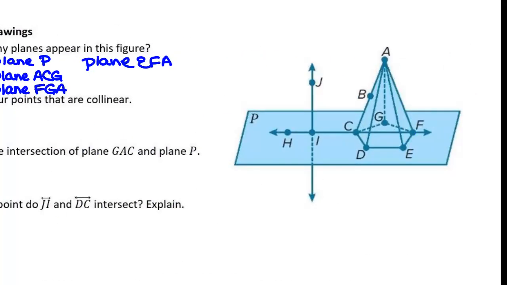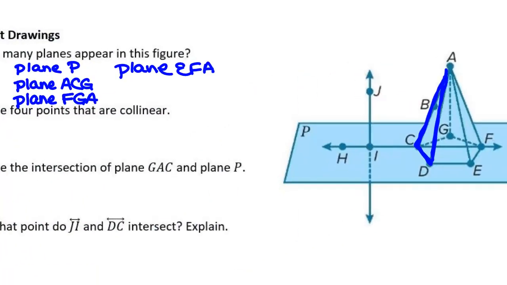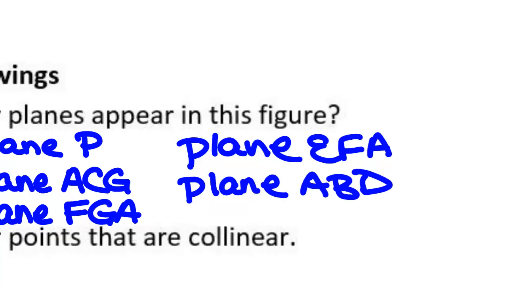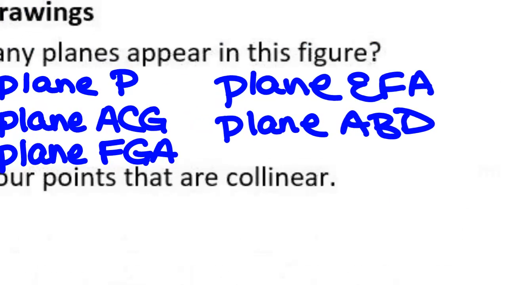All right, let's move over to the left. What could I call this one? ABD. Plane ABD. Let's name the last plane, which is the one in the front, and then we'll call it a week. This one right here, what could we call this? ADE. Plane ADE.